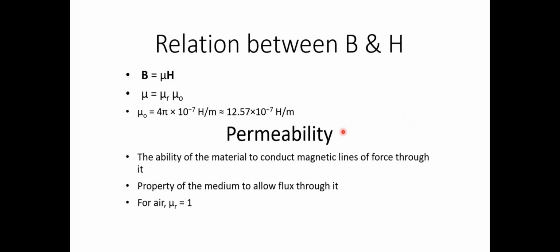Permeability, as its definition says, is the ability to permeate the magnetic lines through the material. The ability of permeating the magnetic flux or the magnetic field lines through the material is called permeability. For air, mu R is equal to 1. For different media, it will carry different values, and for air, it is equal to 1. This is generally to be known for solving some problems.